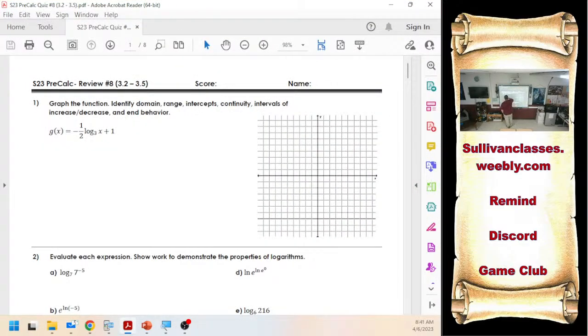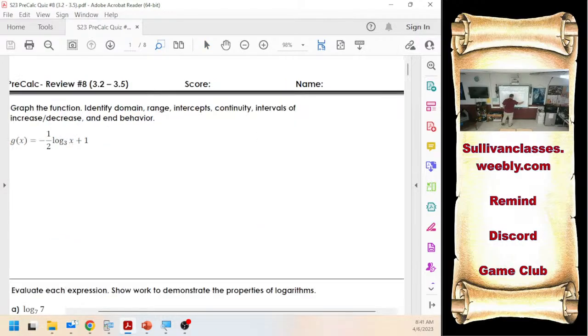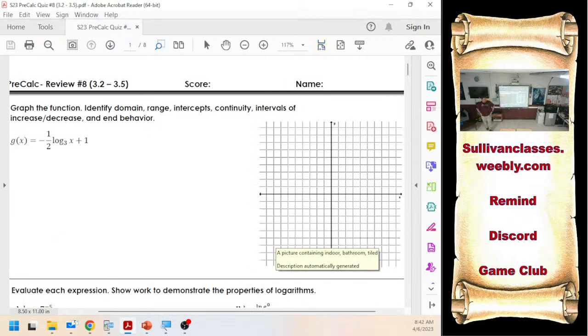All right. On to the review. Again, we want to give you plenty of time. In the last 6 days, we started with definitions of logs and logs by graphing. Graph the function, identify domain, range, intercepts, continuity, intervals of increase and decrease, all the stuff. Analyze.